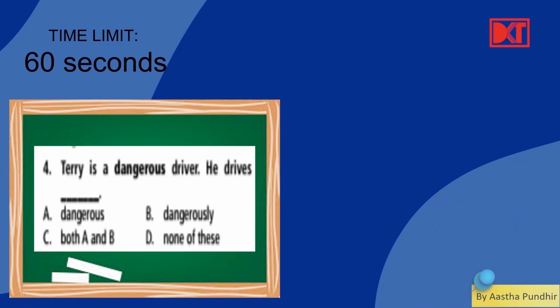Okay, next up, Terry is a dangerous driver. He drives dangerous, dangerously, both A and B or none of these. The highlighted word is dangerous. Dangerous is an adjective. He is a dangerous driver. He drives B, dangerously. Adverb of manner again.